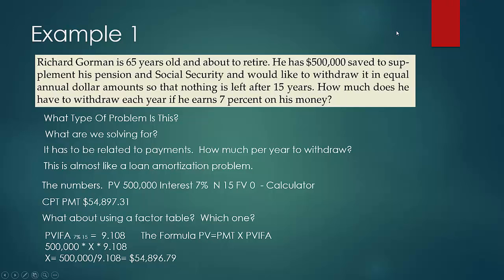Go to the table, and remember the formula is the present value equals payment times present value interest factor. So we have two ways of computing this, via calculator or with the interest factor. The present value interest factor is 9.108, so we have to divide our present value by that factor to come up with our annual payment that will bring us to 0.